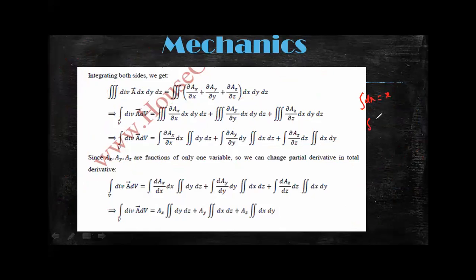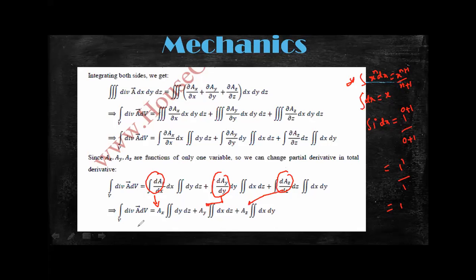Why? Because 1 power 0 we can write as x power 0 plus 1 by 0 plus 1. This is going to be x power 1 by 1, which is x only. Why? Because the x power n formula we have used here: x power n plus 1 by n plus 1. Most of you know this integral because you are MPC students, so I guess you understood this. So now I got this one is x, this one is equal to y, this one is equal to z. Remaining I wrote as it is.